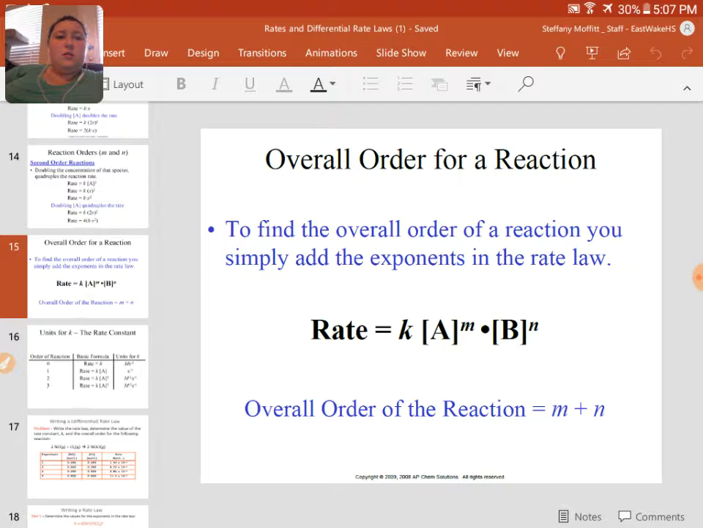So overall order for a reaction, to find the overall order of the reaction, you simply just add those exponents. M plus N gives you the overall order for that reaction.